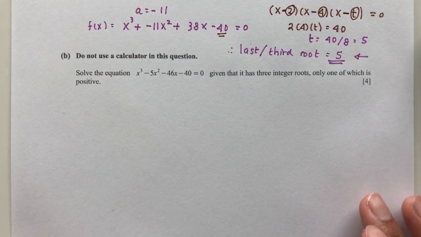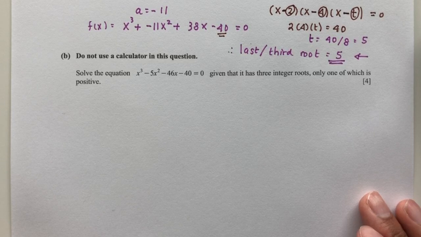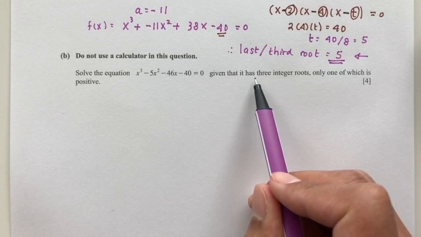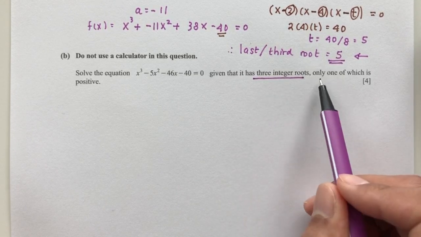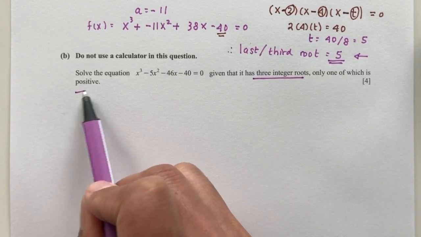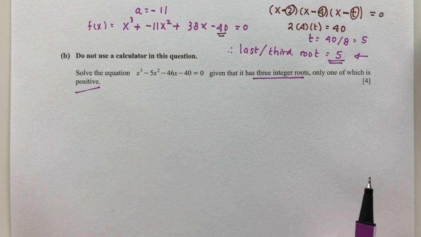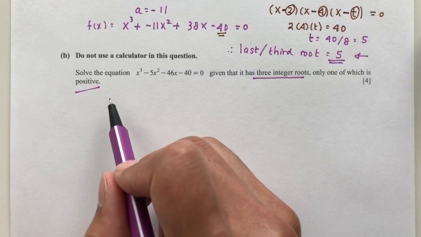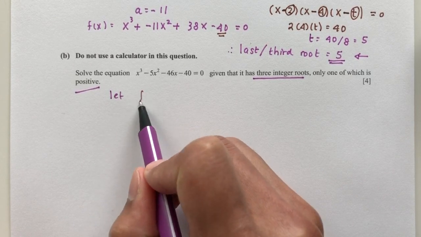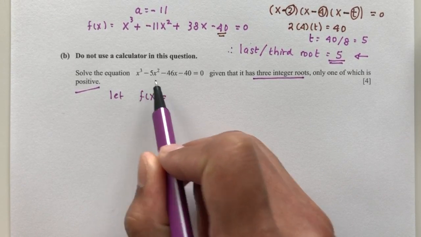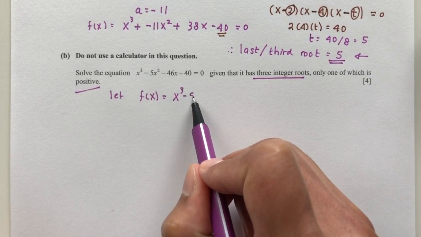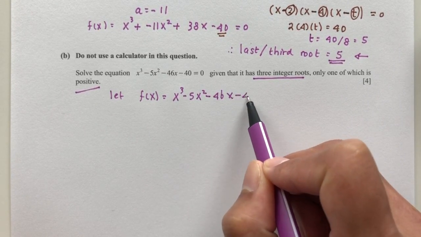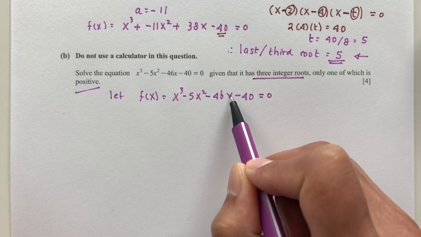Now for part B, do not use a calculator in this question. Solve the equation, this. Given that it has 3 integer roots, only one of which is positive. Okay, let's see what can we do in this case. So as always, first step is to let f of x equal to this equation, 5x squared minus 46x minus 40 equal to 0.